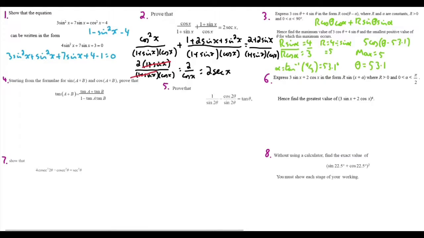Question 4. So starting from the formulae for sine(a plus b) and cos(a plus b), prove that tan(a plus b) is tan a plus tan b over 1 minus tan a tan b. So here we can see we may have to derive the addition formula for tan. Unlike the sine and the cos, I don't believe you should be expected to know this one. At the very least, to see here, you can derive it.